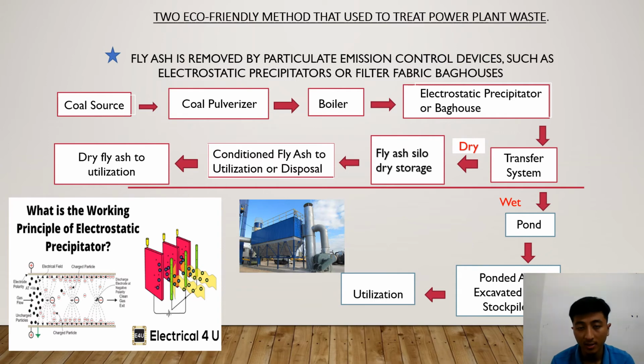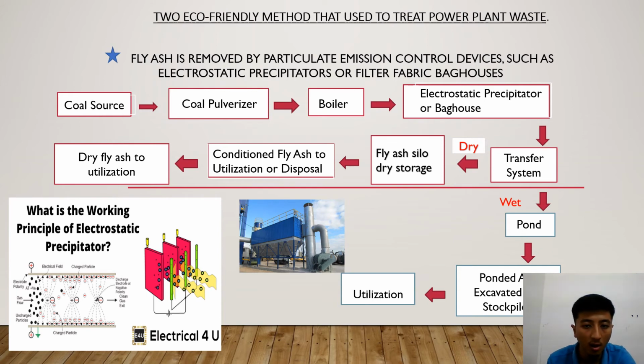The next eco-friendly method is the electrostatic precipitator or baghouse. The image that I chose from Google, you can see at the bottom left. What is the working principle of the electrostatic precipitator? It functions with phenomena due to the attraction or repulsion of electric charge.